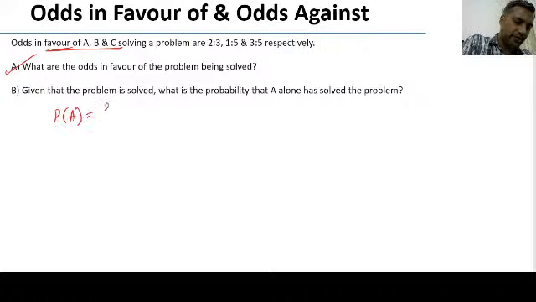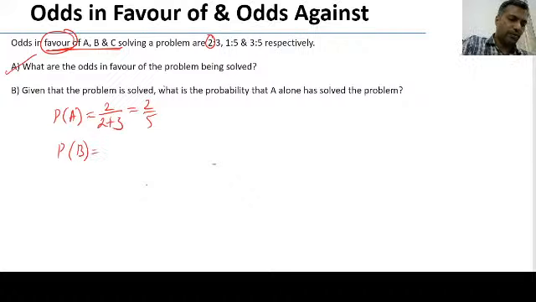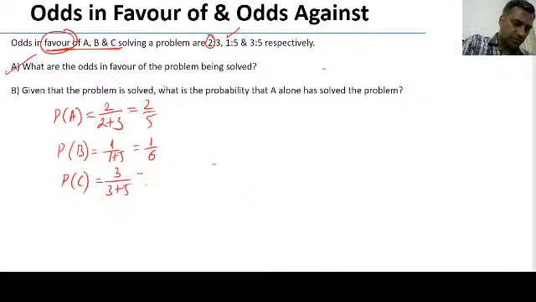What is probability of A? 2 divided by 2 plus 3. Why? Because the word is favor, therefore the first number stands for favor. 2 divided by 2 plus 3, in other words 2 by 5. That's probability of A. What is probability of B? 1 divided by 1 plus 5, nothing but 1 by 6. What is probability of C? 3 divided by 3 plus 5, nothing but 3 by 8.